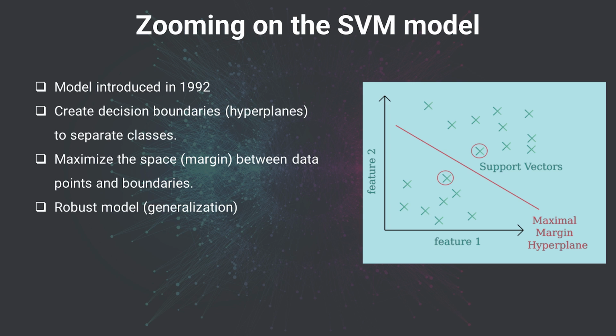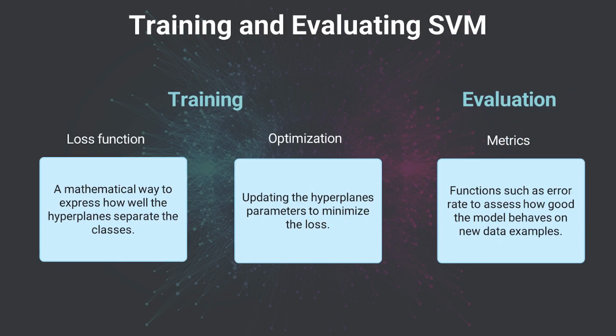Now, we'll come back to all these concepts, hyperplanes, margin, generalization, in detail later in the class. Also, over the course of our journey, we'll go through the proper methodology to train and evaluate SVM models. We'll cover the concept of loss function, which is the way to tell how good the model is doing on the training data. We'll also talk about optimization, which is how the model adjusts its internal parameters to reduce the loss. And finally, we'll cover evaluation, which is how we measure how the model does when it makes predictions on new data.